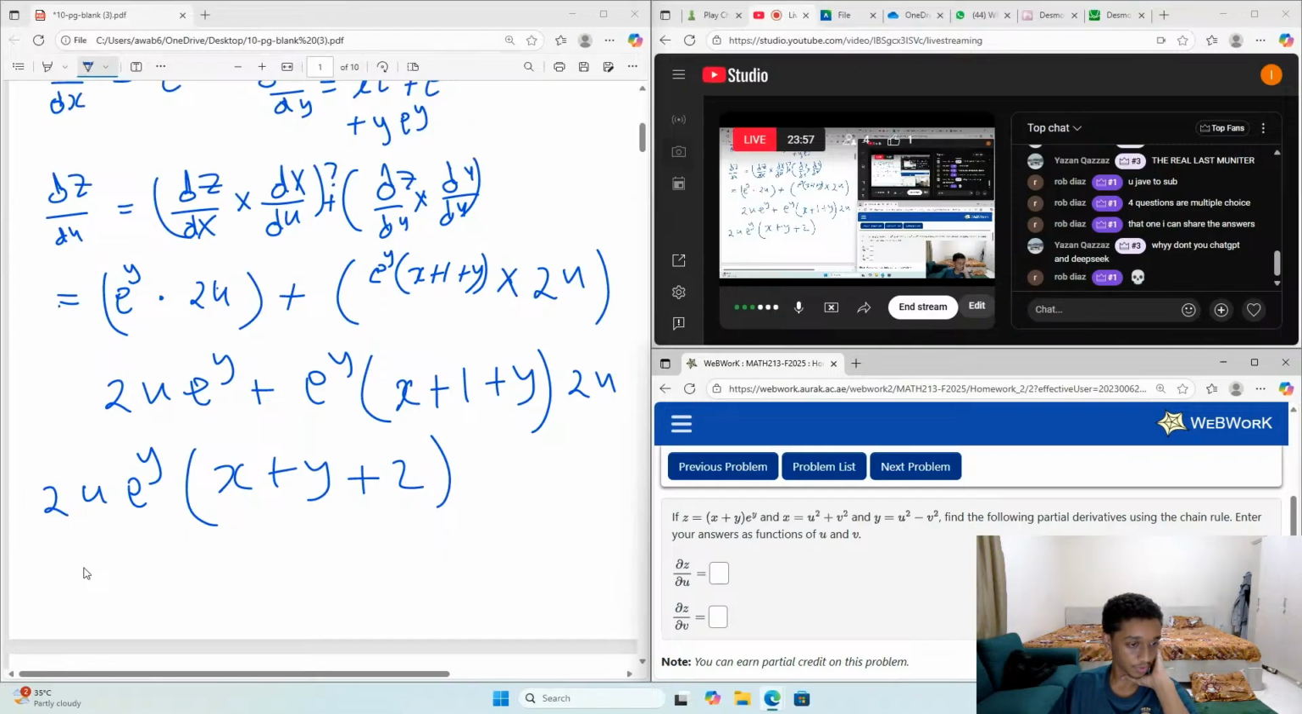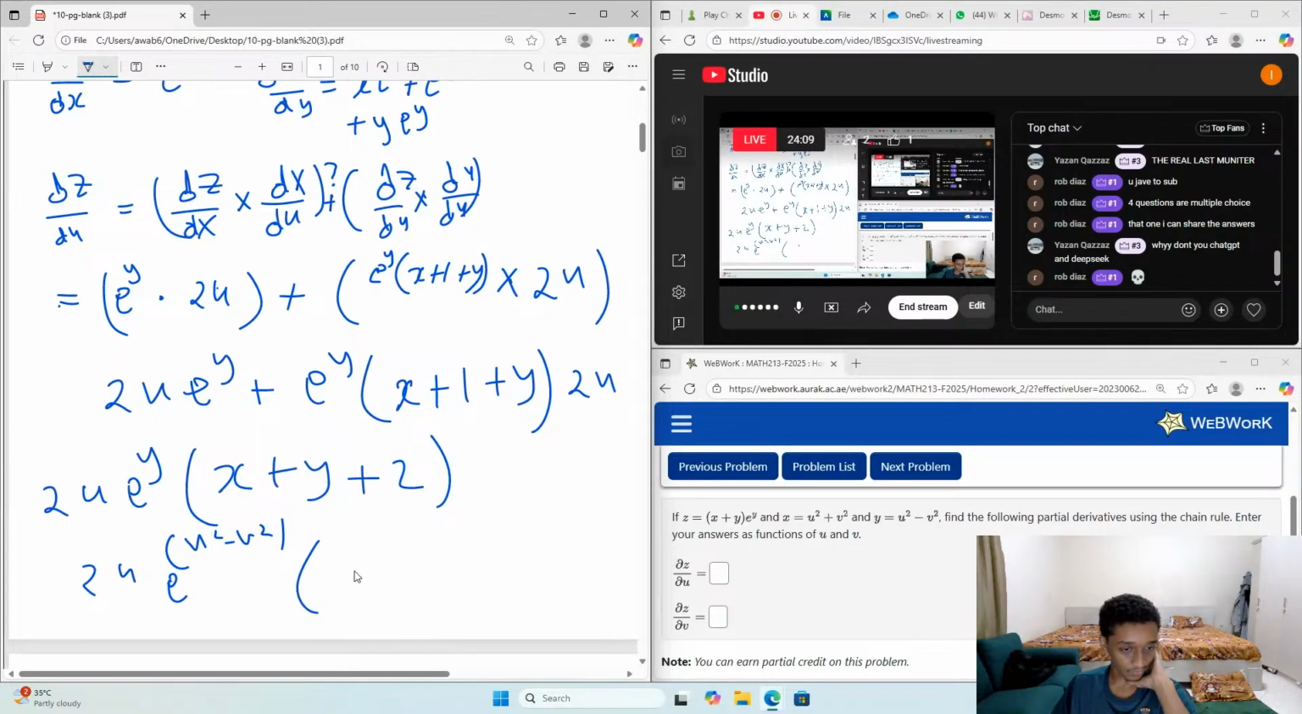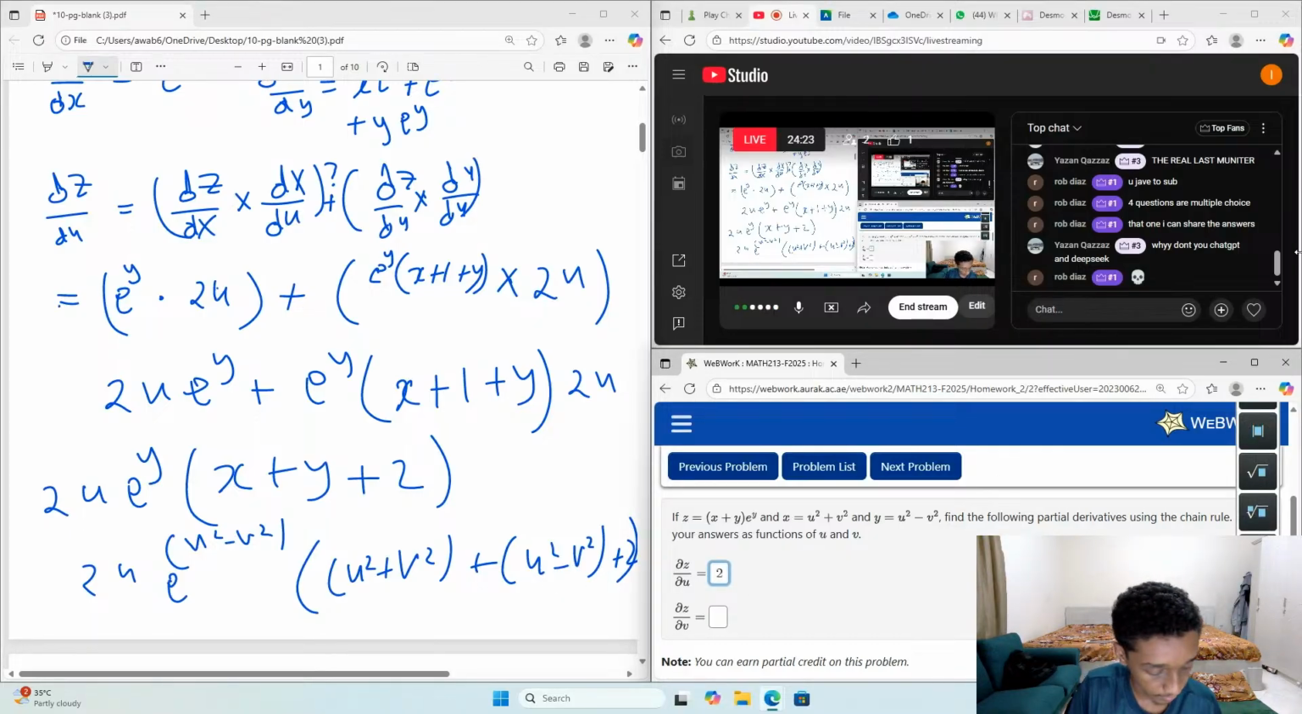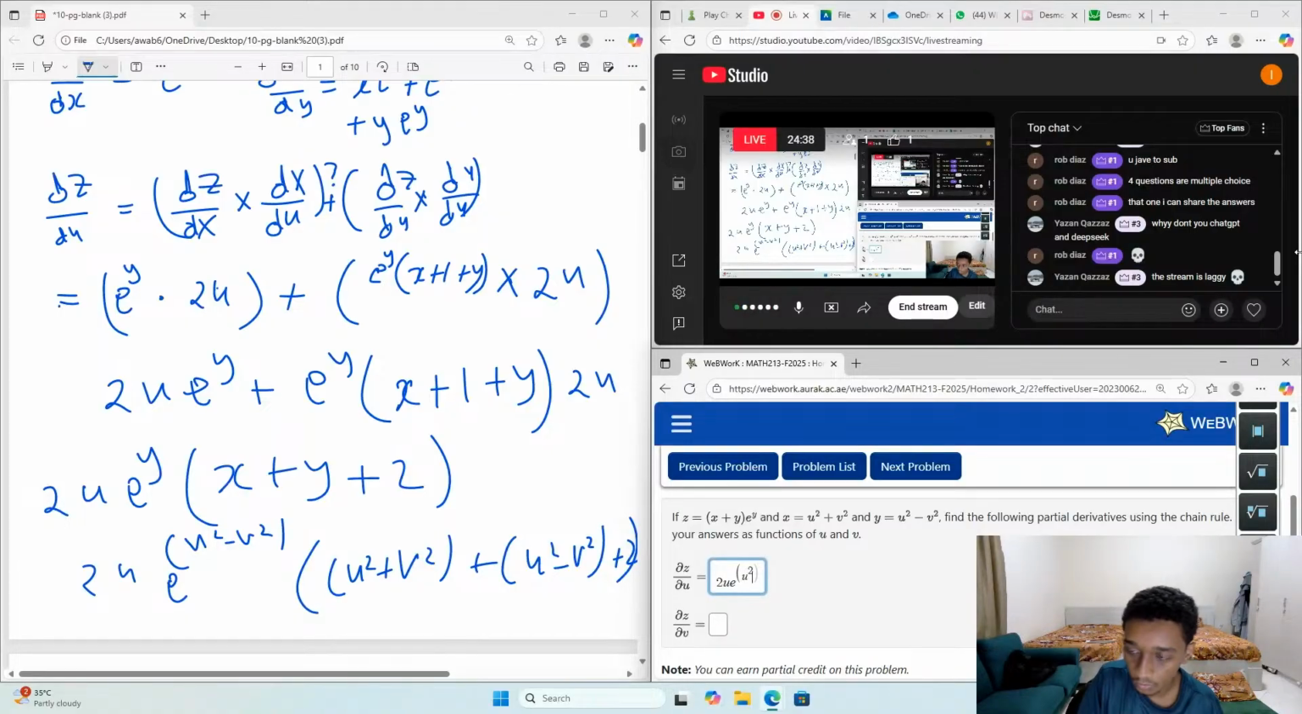Okay, so now I just substitute and plug it here, right? So e to the u squared minus v squared, u squared plus v squared plus u squared minus v squared plus 2. I pray it's correct. 2u, e raised to u squared.